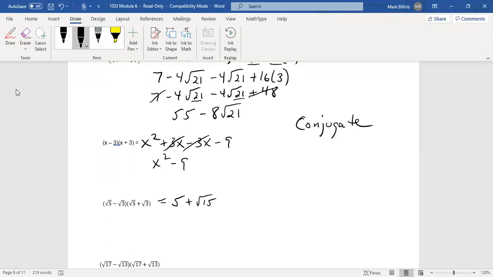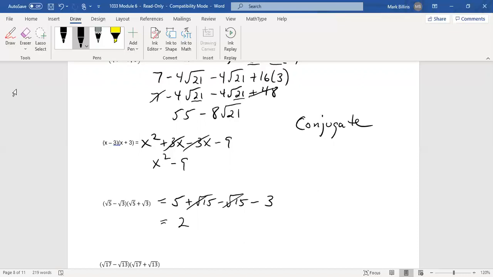Next, I'm going to take negative square root of 3 times the square root of 5, and that gives me negative square root of 15. Lastly, I'm going to take negative square root of 3 times positive square root of 3. So a negative times a positive is a negative, and I'm multiplying the square root of 3 times itself, so it removes the radical sign. Notice my middle terms. They're going to be eliminated. And 5 minus 3 is simply 2.